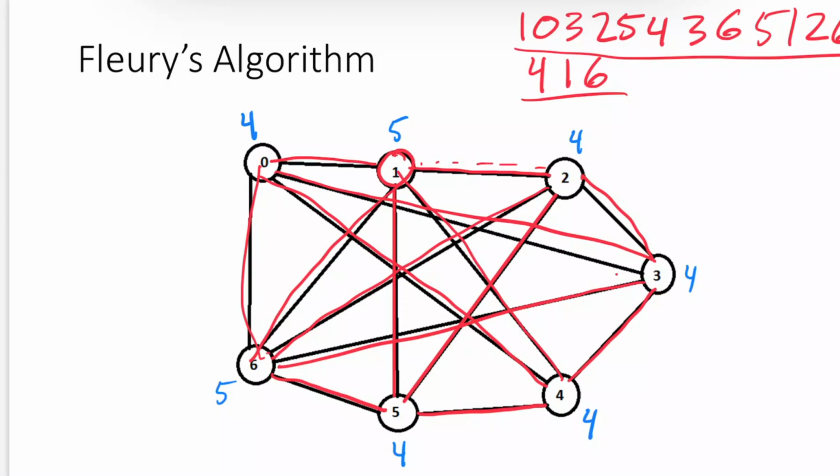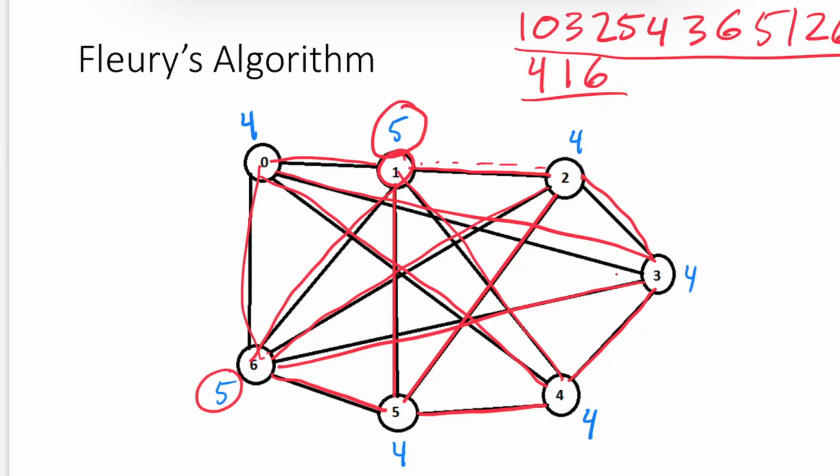And so this sequence of vertices that I've drawn here is the path that starts at vertex 1 and ends at vertex 6. And so notice that I chose an odd degree vertex as my starting point, and this algorithm automatically gave me an Euler path that ended at the other odd vertex. So that's how you would use Fleury's algorithm to find an Euler path.